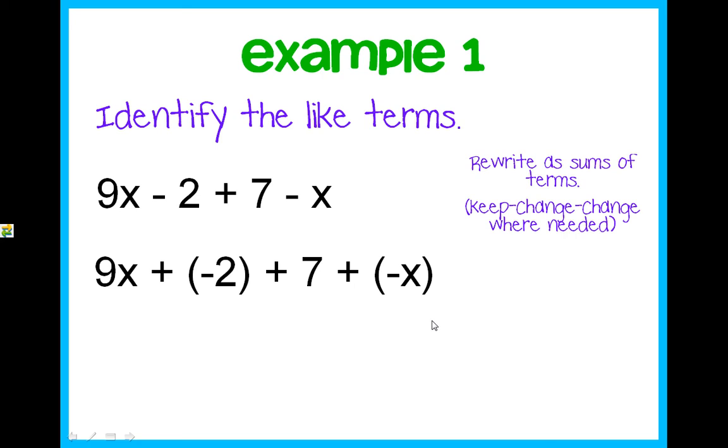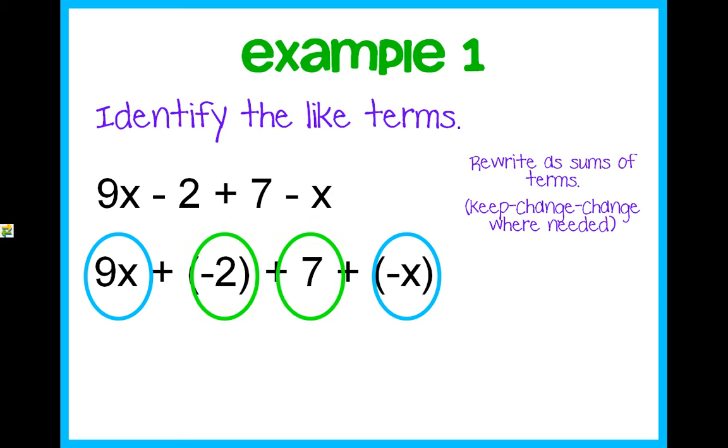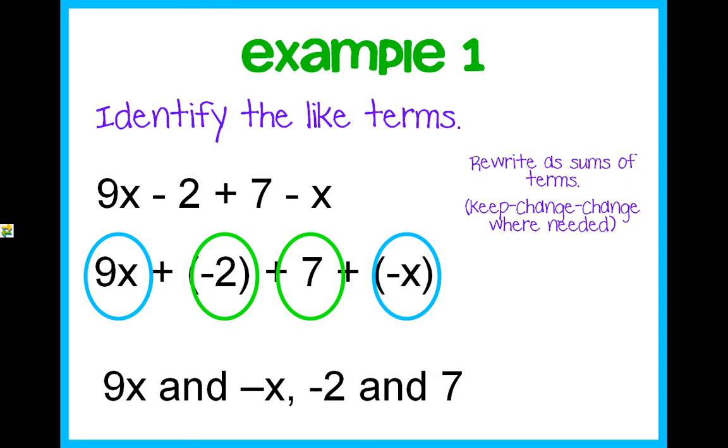So we're going to look at the like terms. Now we see that we have 9x, raised to the first power, and we have another x raised to the first power over here. So 9x and negative x are like terms. Constants, meaning just a number, can also be like terms. So negative 2 and 7 are our like terms. So if we write it out, we have 9x and a negative x, and negative 2 and 7.